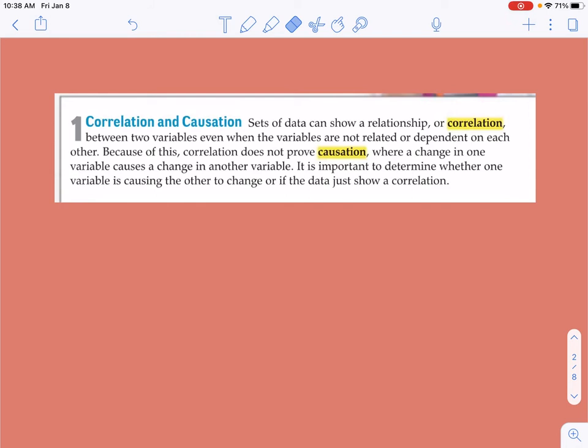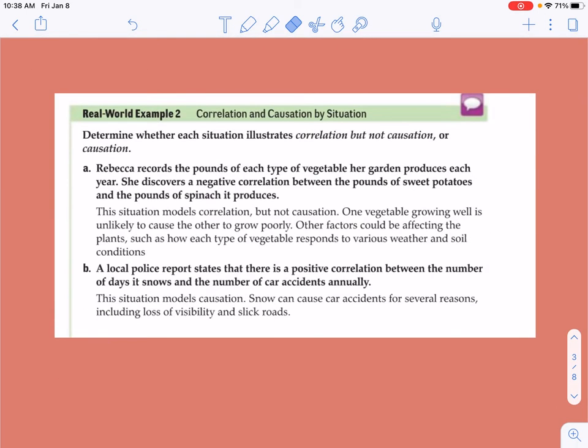So if I look at this, the definition in the book says sets of data can show a relationship or a correlation even when the variables are not related or dependent upon each other. Because of this, correlation does not prove causation. In other words, if two things seem to form some sort of a linear relationship on a graph, that doesn't necessarily mean one causes the other. All right? So it's important for us then to determine whether one variable is causing the other to change or if the data just shows a correlation, right?